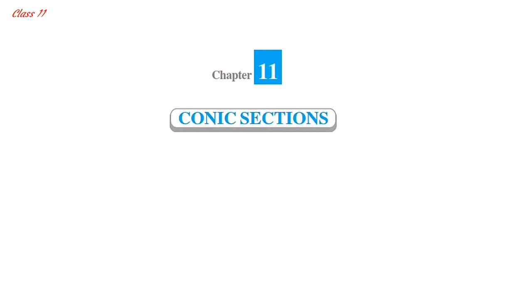In the previous session, we discussed the concepts of ellipse and we solved problems from exercise 11.3. Hope it was clear for you all. In today's session, we shall discuss the concept of hyperbola and we shall solve problems from exercise 11.4. Let's move on to the topic.